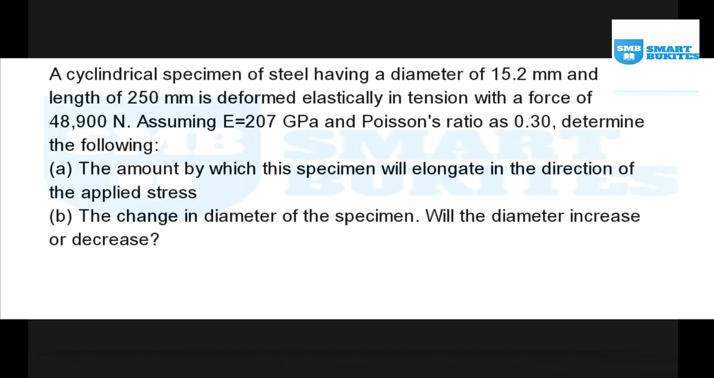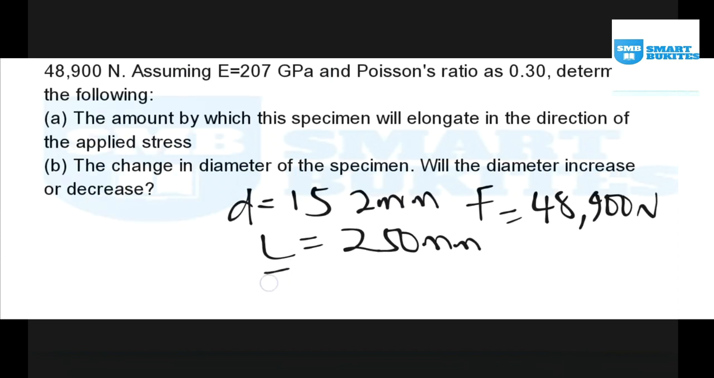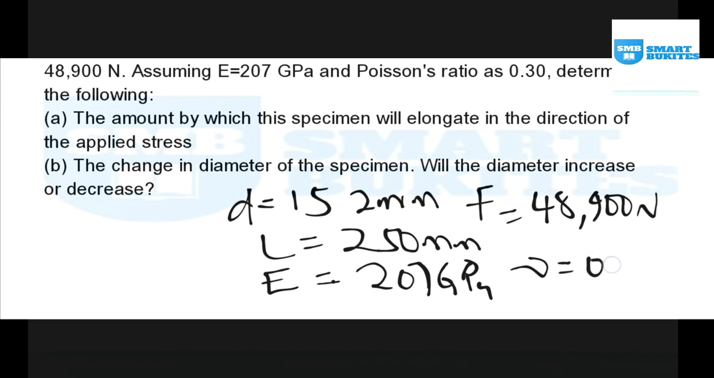This is a question under elasticity where we are told a cylindrical specimen of steel with diameter of 15.2 millimeters and length of 250 millimeters is deformed elastically in tension with a force. We are given the force applied to the specimen as 48,900 Newton. Assuming Young modulus E as 207 gigapascal and Poisson's ratio as 0.30, we are told to determine the following.